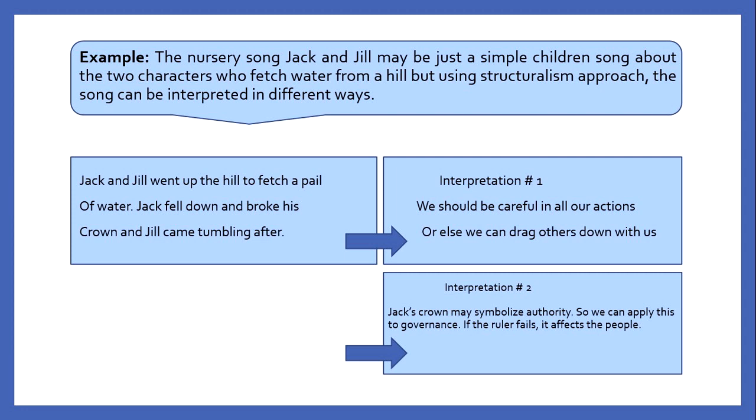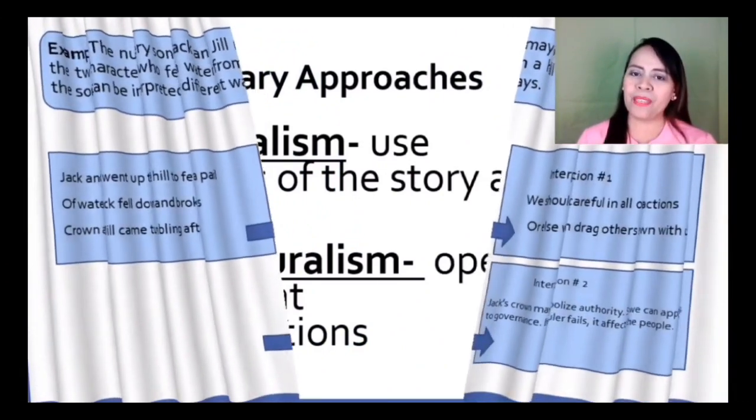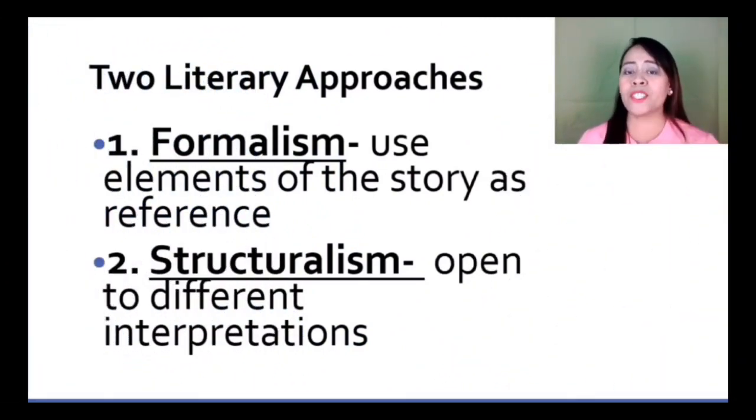All right, so let us have the interpretation of these lines from the song Jack and Jill. The first interpretation is that we should be careful in all our actions, or else we can drag others down. The second interpretation, Jack's crown may symbolize authority. So we can apply this to governance, right? If the ruler fails, it affects the people. So that is structuralism.